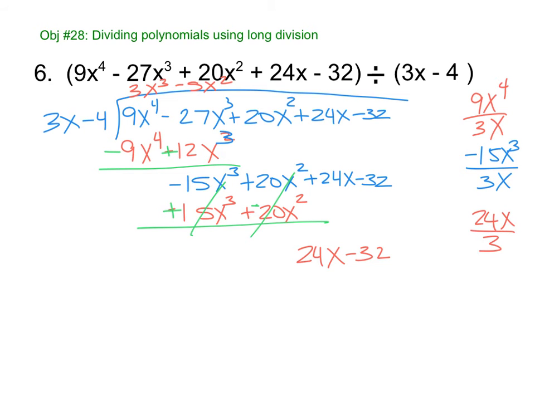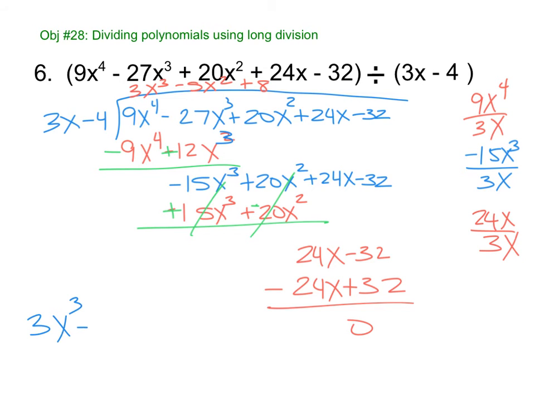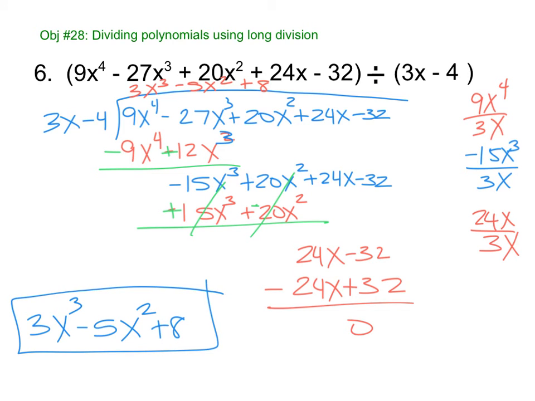24x over 3x is 8x. Just kidding, 8. 24x minus 32. So we end up skipping a term. So our final answer is 3x to the third minus 5x squared plus 8. So that does happen sometimes.